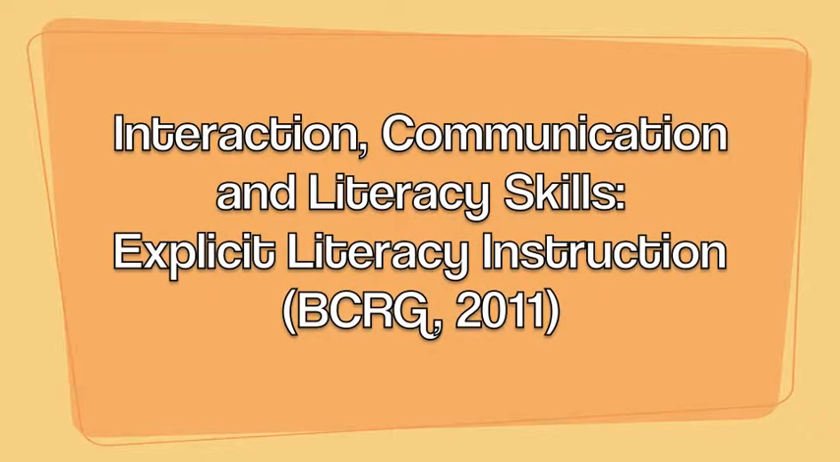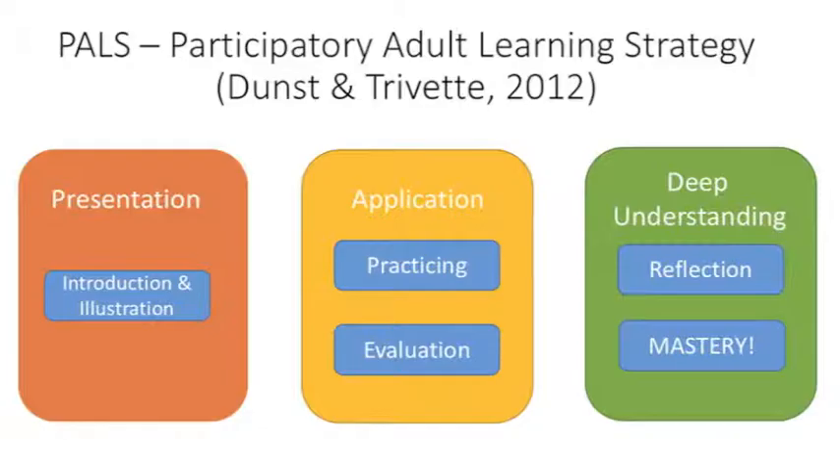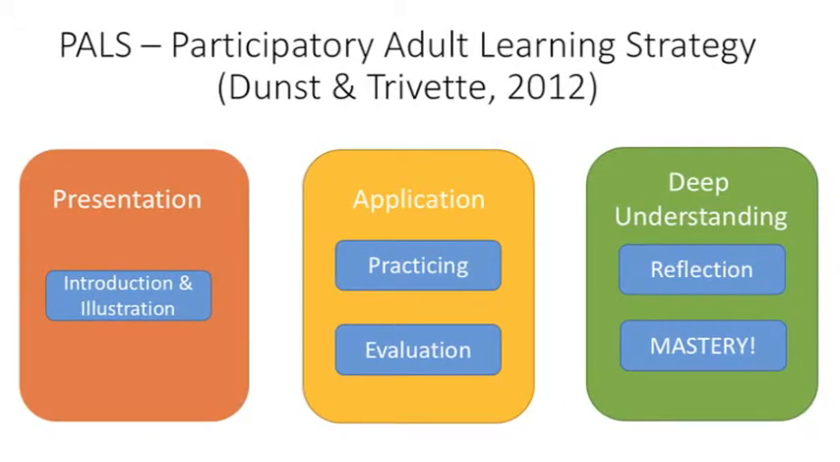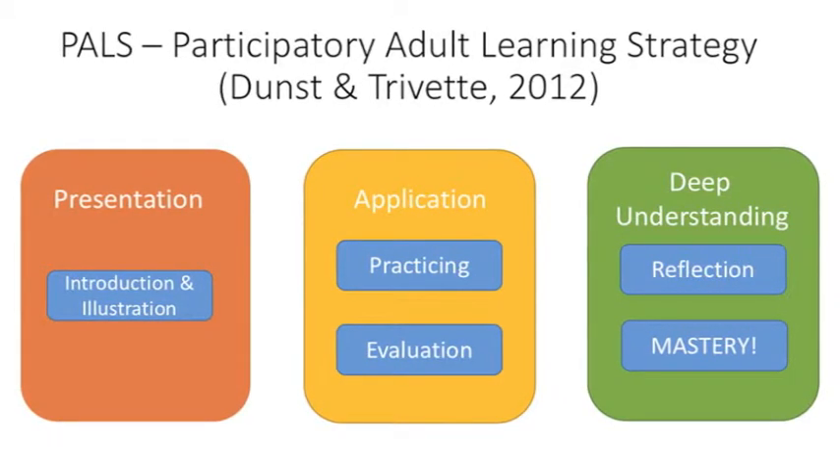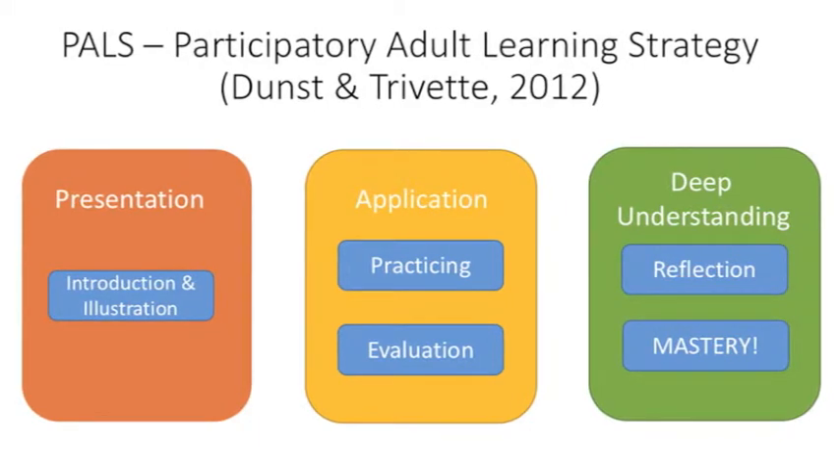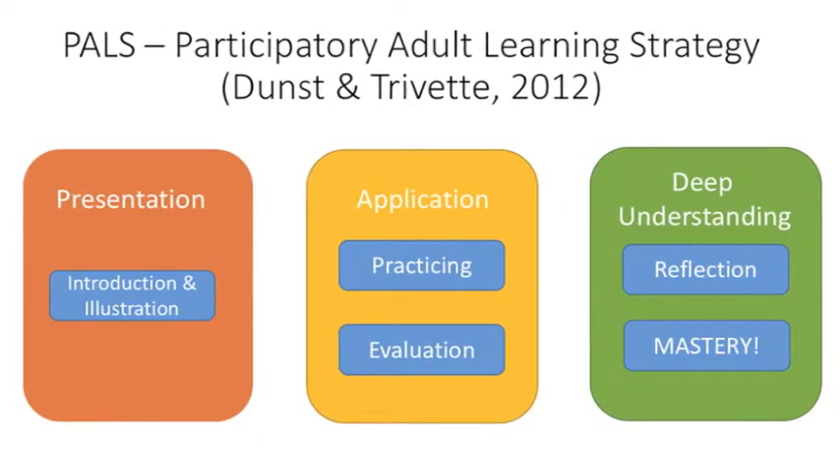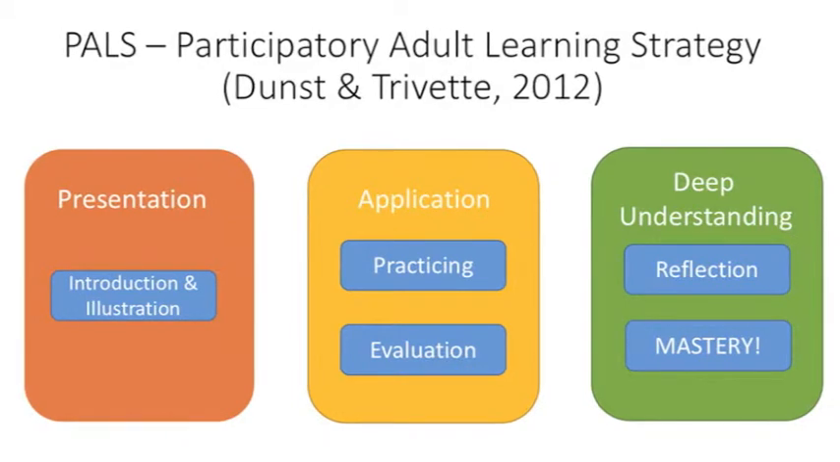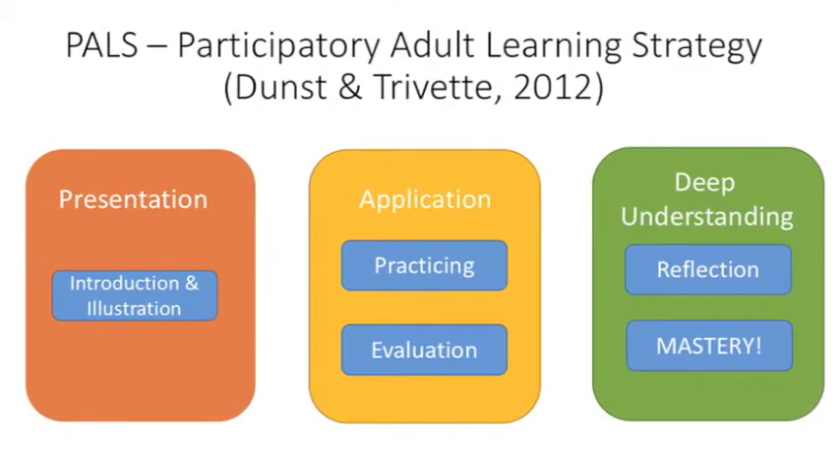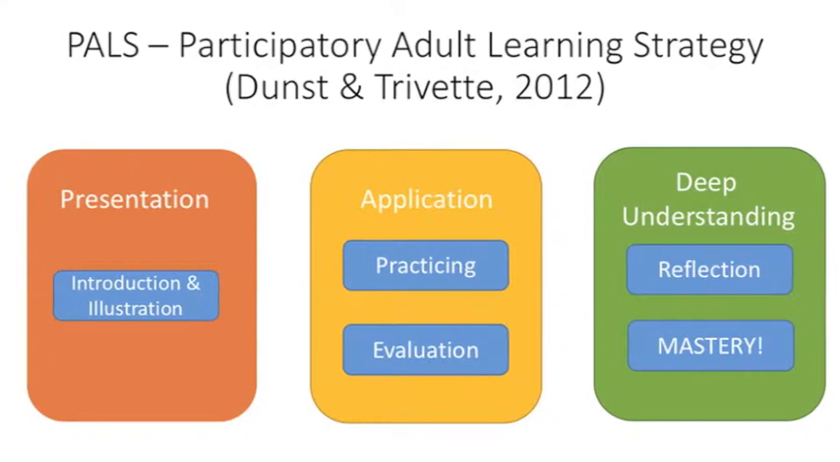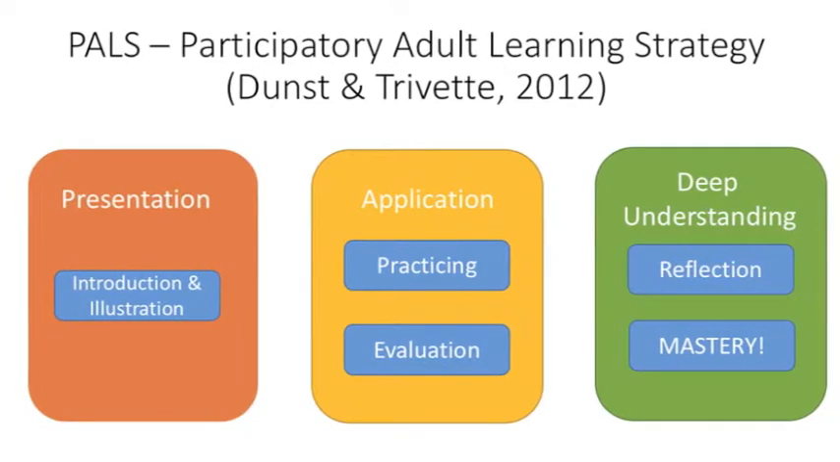Today we are going to be doing a coaching presentation based on the Interaction, Communication and Literacy Skills Audit. We will be developing Skill Area 2, Explicit Literacy Instruction. Our format is based on the Participatory Adult Learning Strategy for Professional Development as designed by Dunstan Trivet 2012. This has three main components: presentation, application, and deep understanding.